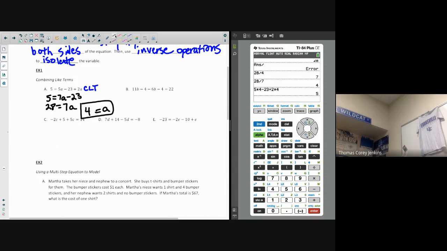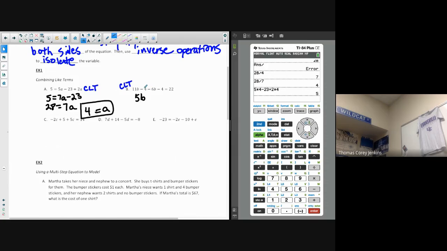All right, looking at the next one, we need to see CLT on the left side this time. So 11 minus 6 is 5, so 11b minus 6b is 5b.